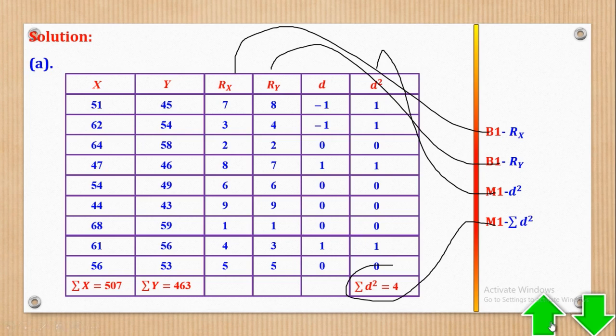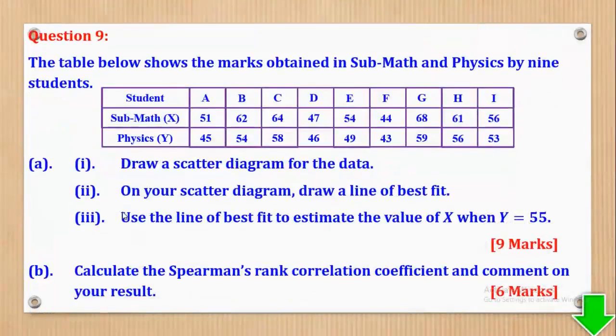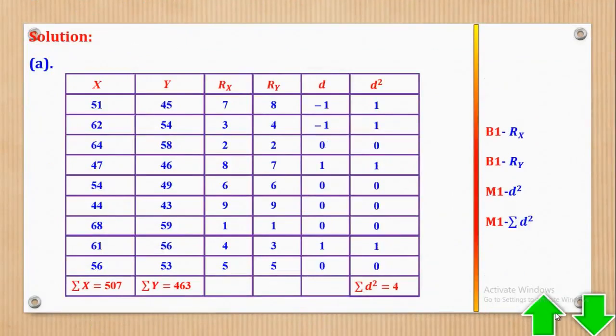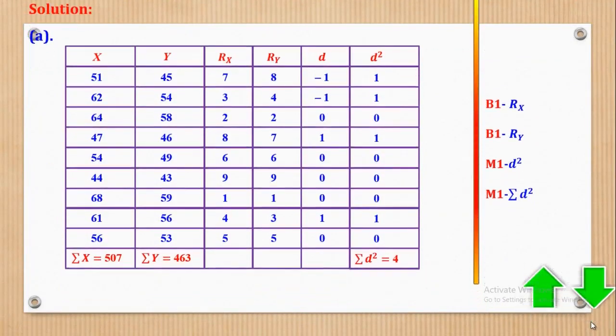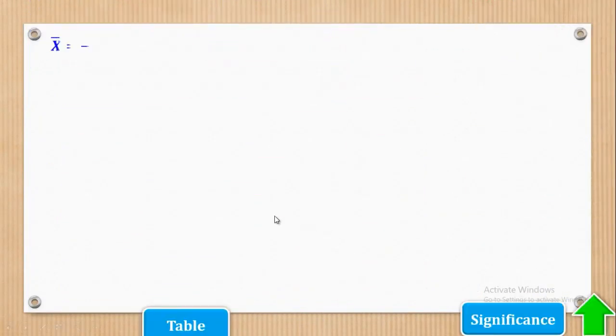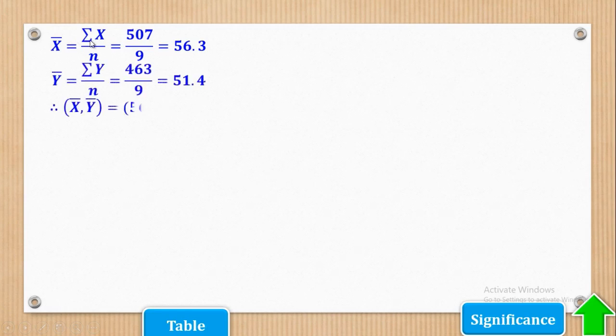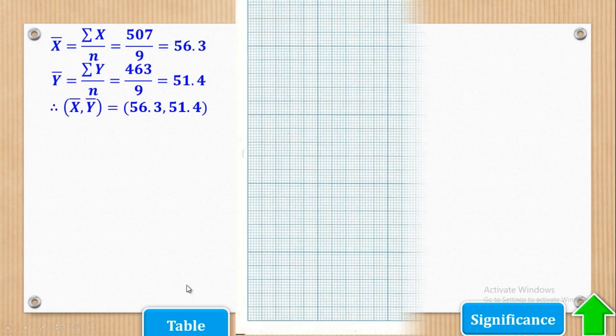So after that, we shall remember that they told us the first question was drawing a scatter diagram for the data. So we have already got the summation of x, so the mean value of x is that and the mean value of y is that. Therefore the mean point is that. This one is going to be used when you are drawing the line of best fit. So now let's go and draw the scatter diagram.